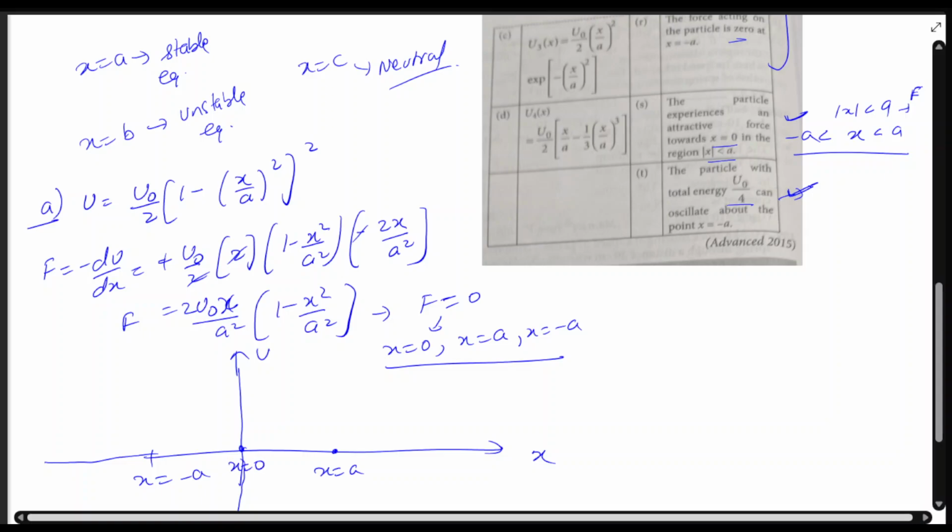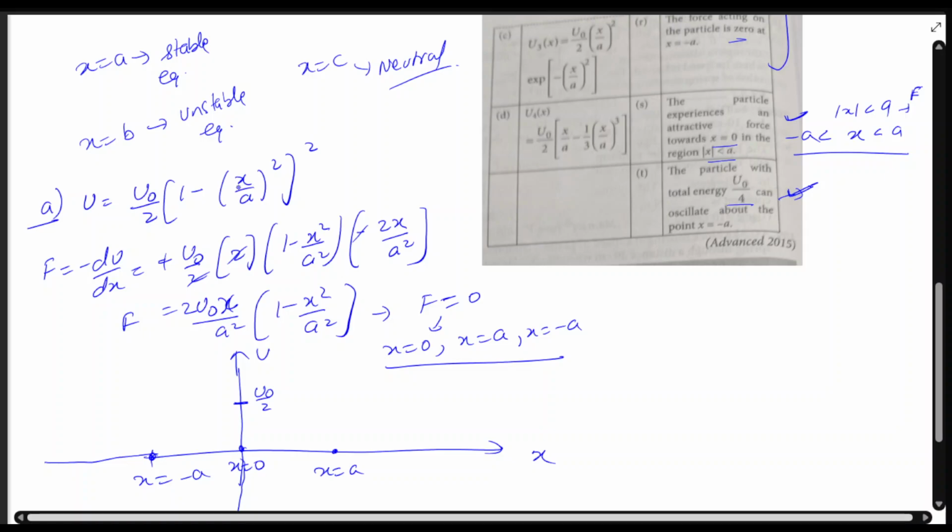This is x equals 0, right? Now, if I put x equal to 0, we will have U naught by 2. The potential energy will be U naught by 2, so this is U naught by 2. If I put x equal to a, it will be a by a, and this will be 0. So here it will be 0.